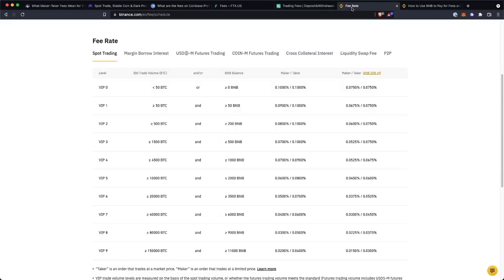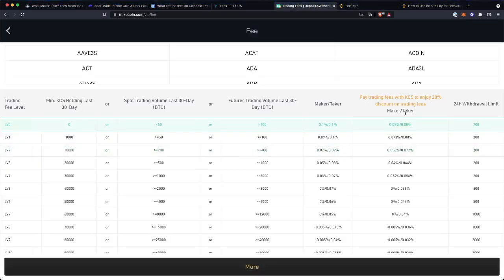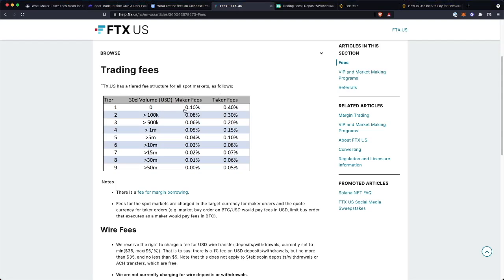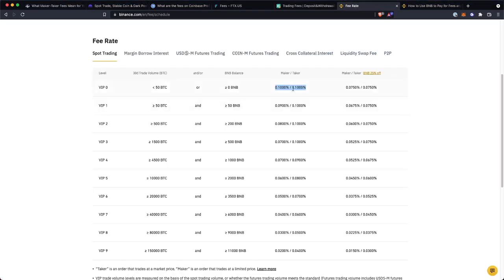So let's look at one more, which is Binance. Binance, you can see same thing, less than 50 Bitcoin. You're going to be in this level 0, which I'm assuming most people are going to be stuck in. So we'll just look at this one fee level. And then we can see they have a 0.1% maker and 0.1% taker. So that's exactly the same as Kucoin and FTX, at least on the maker side for FTX. So we have that right there.